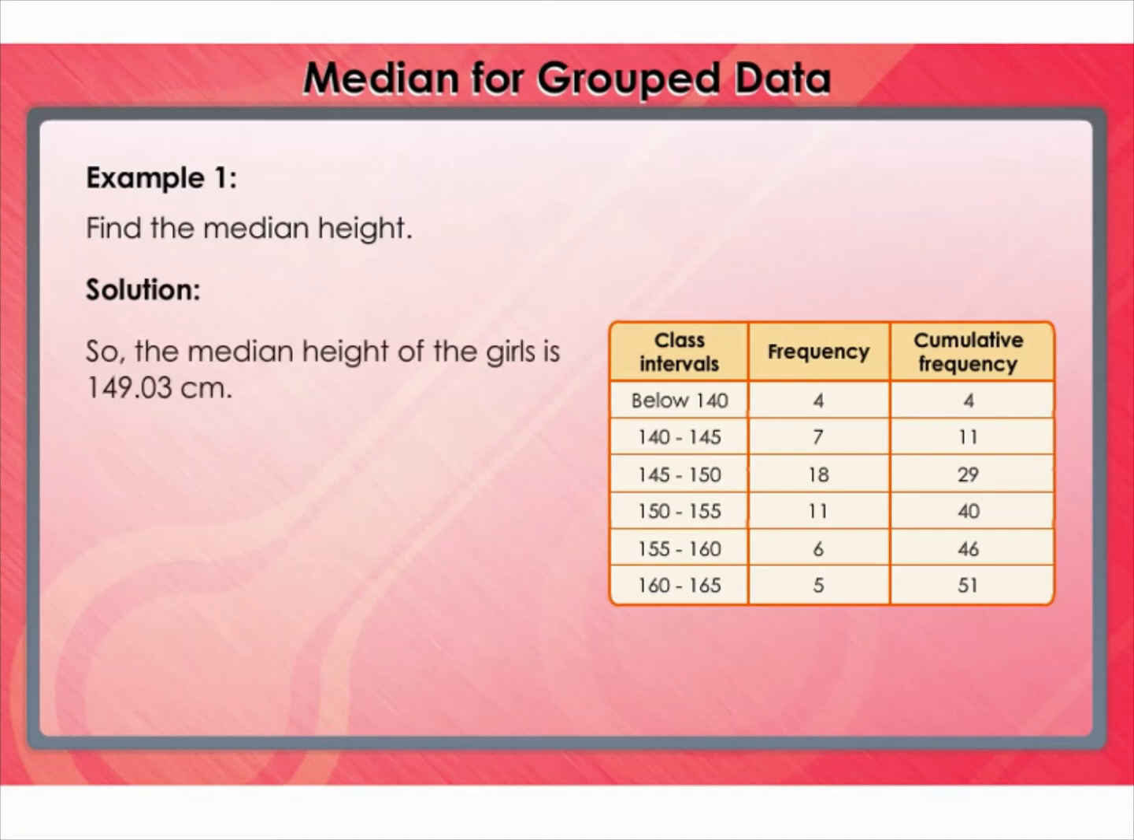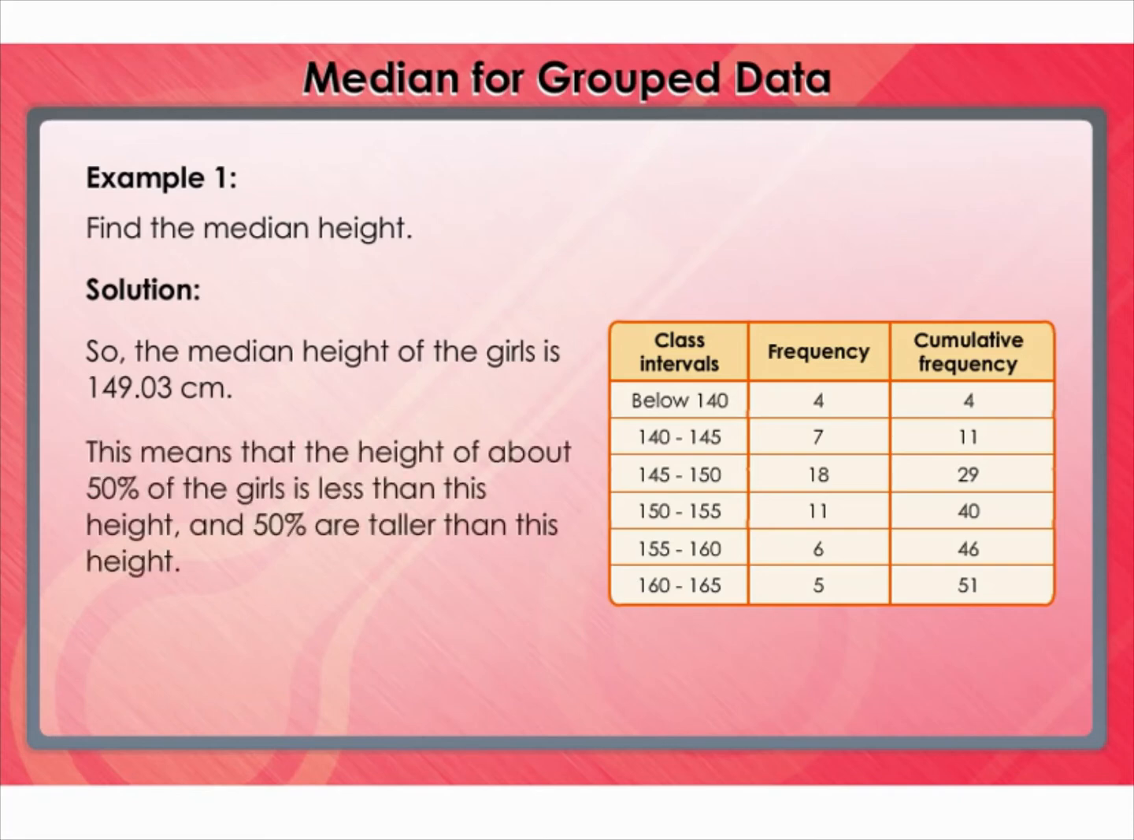So, the median height of the girls is 149.03 centimeters. This means that the height of about 50% of the girls is less than this height and 50% are taller than this height. Let's move to another example.